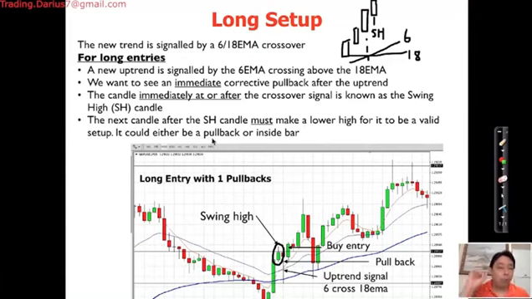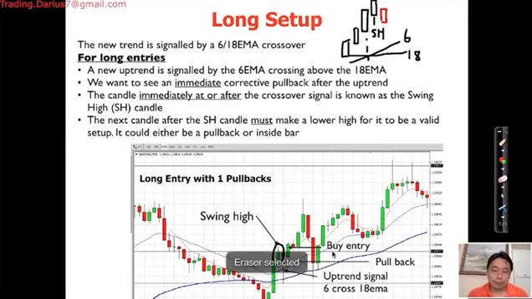It could either be a pullback or an inside bar candle. In other words, right after the swing high candle, we need the next candle making a lower high. A lower high and a lower low will create what we call a pullback. Remember the pullback? Or it could create a lower high but a higher low, creating an inside bar. Whatever the case, it must have a lower high relative to the swing high candle.